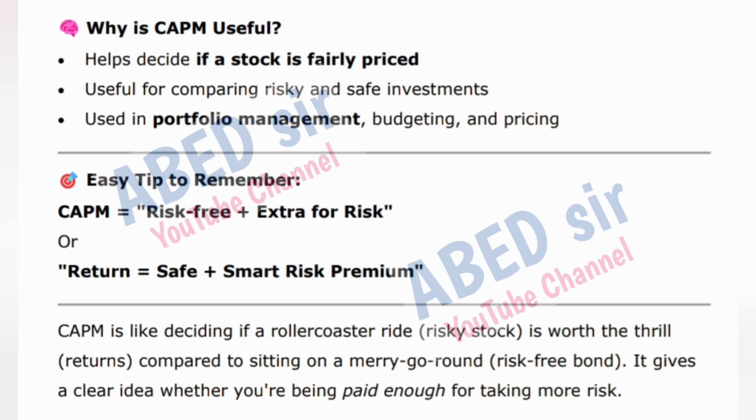Easy tip to remember. CAPM is equal to risk-free plus extra for risk. Or return is equal to safe plus smart risk premium. CAPM is like deciding if a roller coaster ride, risky stock, is worth the thrill, returns, compared to sitting on a merry-go-round, risk-free bond. It gives a clear idea whether you are being paid enough for taking more risk.